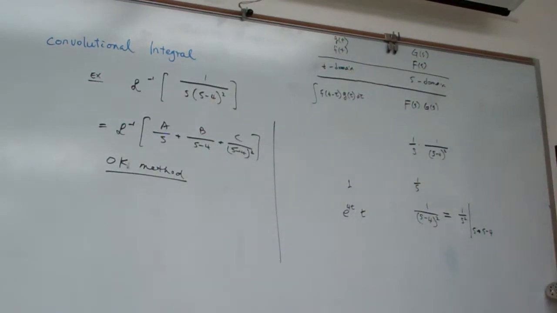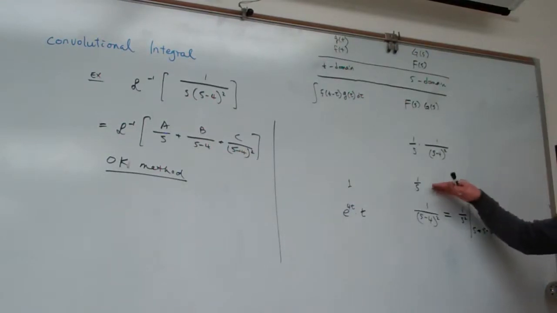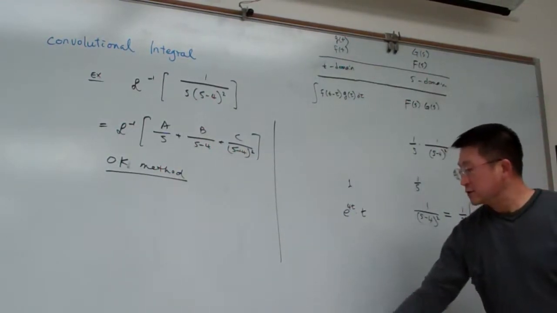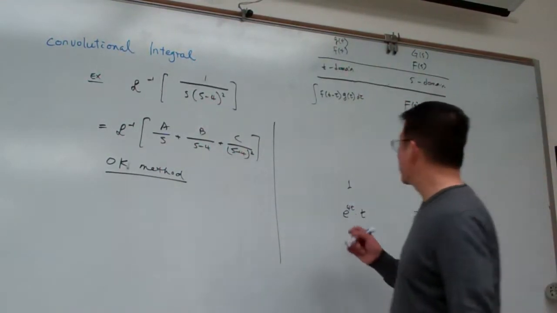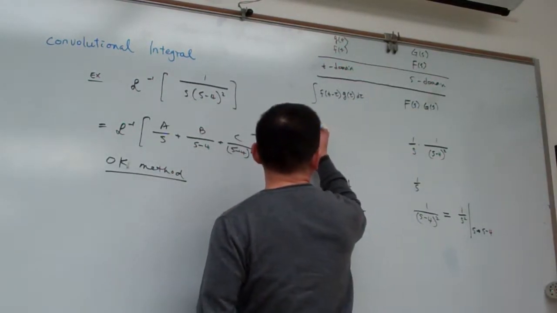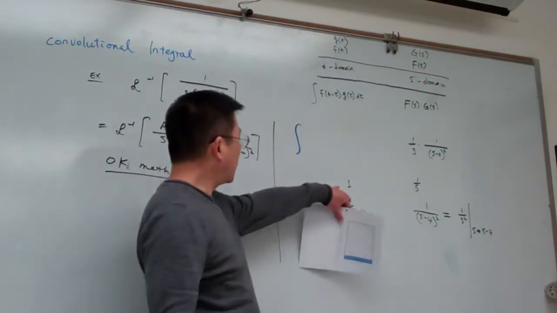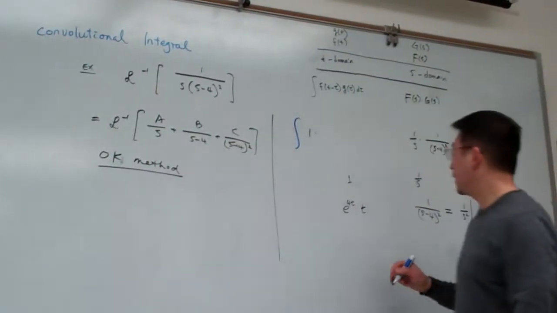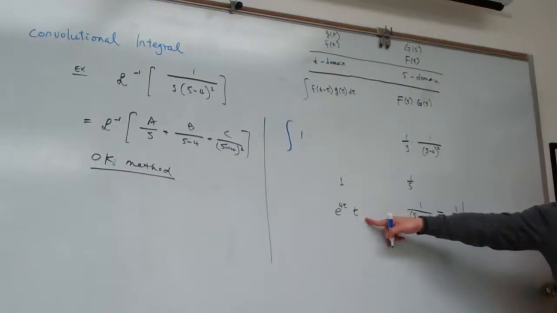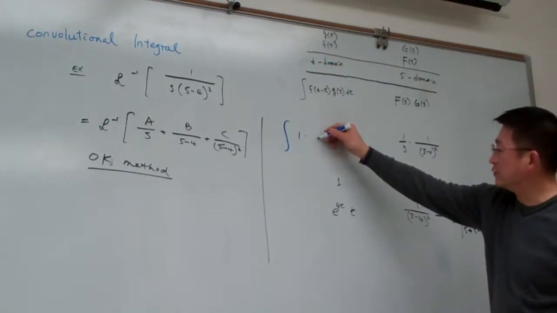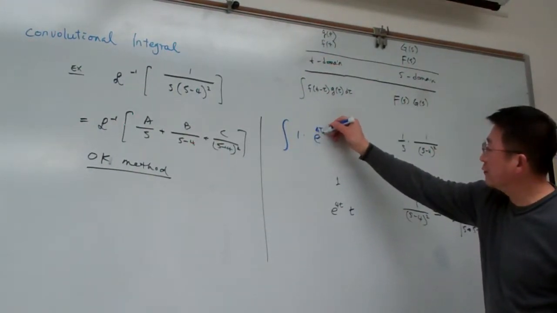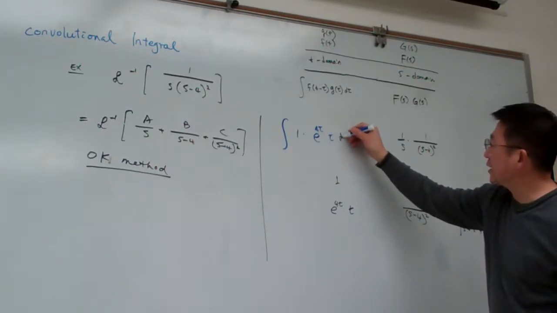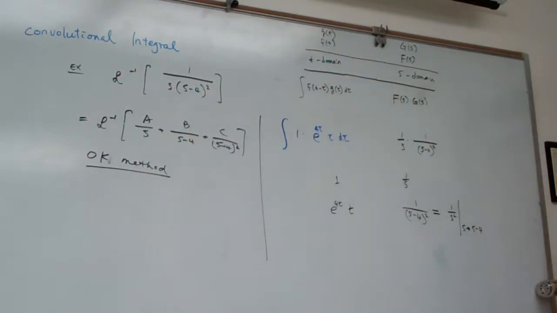So right now it becomes very easy. In this way, we have these things prepared. So we apply the convolutional integral. This one corresponding will be equal to, right now our f, this is our f, so that is 1. And this is our g. So that will be equal to the integral of e to the 4 tau times tau d tau. Good?